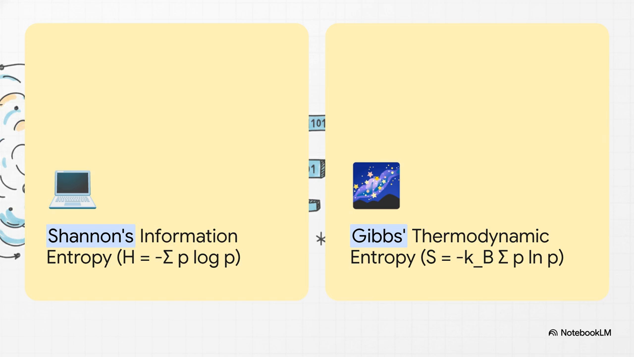Shannon and the classical physicists stumbled upon the exact same underlying mathematical formula. The math that dictates how much you can compress a text message is the exact same math dictating the physical decay of energy in the cosmos. Information and physical reality are bound by the exact same laws.